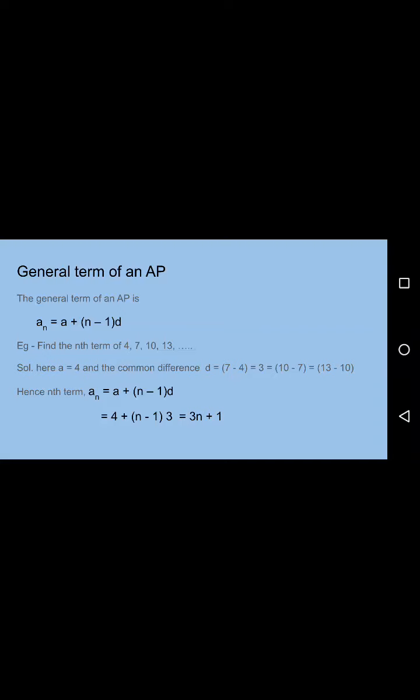Suppose I want to find the 10th term. I substitute 10 in place of n. So 10 into 3 is 30, plus 1, is 31. So 31 would be the 10th term of the sequence. That is how we can find any nth term.